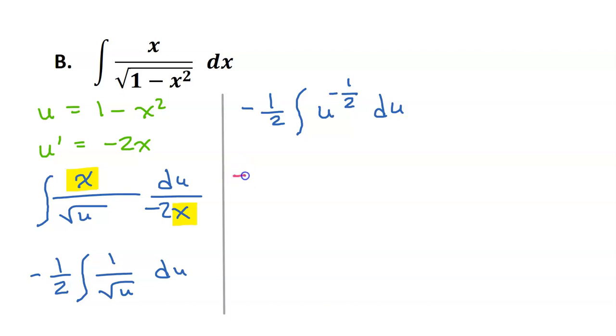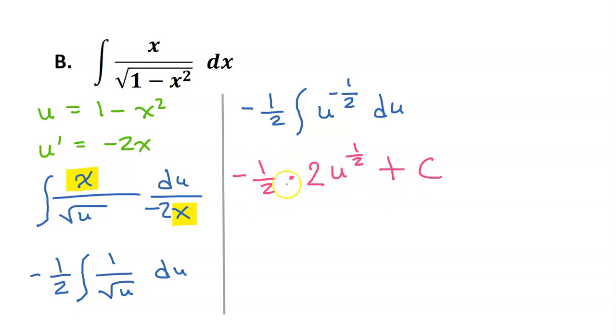Let's go ahead and bring down the negative 1/2 that's out in the front. And here we go. So we're going to increase the exponent by 1. So that's going to make this 1/2. Then we divide by the new exponent. But dividing by 1/2 is the same as multiplying by 2. So I'm going to have a 2 in the front. Let me go ahead and put in the constant of integration. Notice that we have 1/2 times 2.